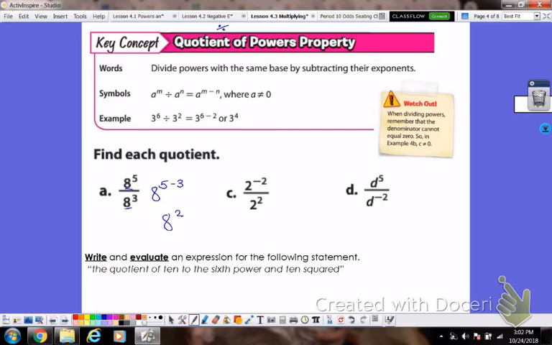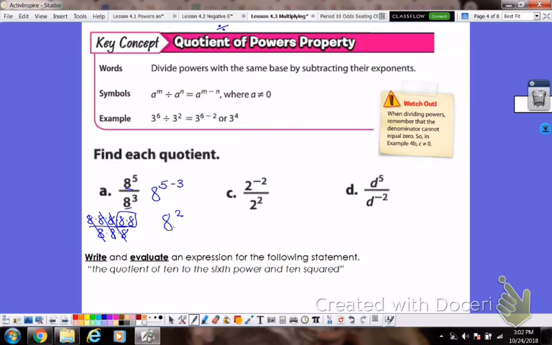And just as a little side note here, the reason that this works, we could rewrite 8 to the 5th as 8 times 8 times 8 times 8 times 8 over 8 to the 3rd, so 8 times 8 times 8. So what happens? Our 8's cancel, and we're left with 8 times 8, which is the same as 8 squared, if you remember how our exponents work from section 1.